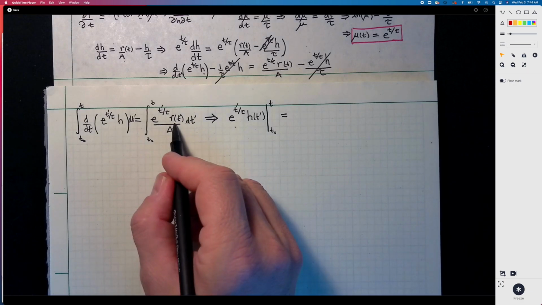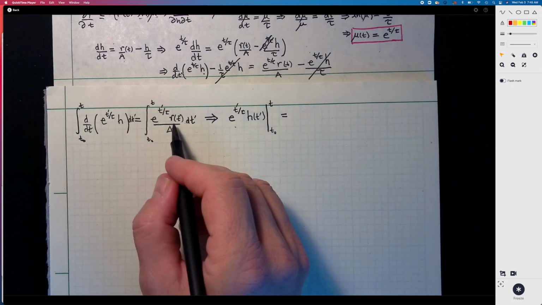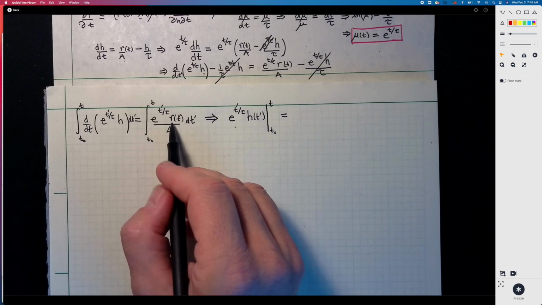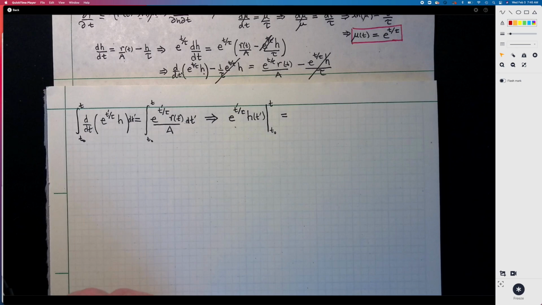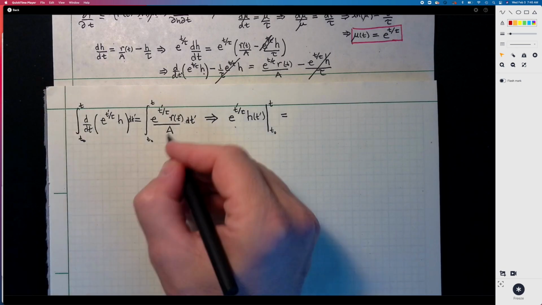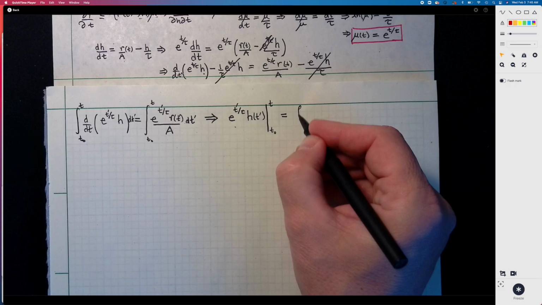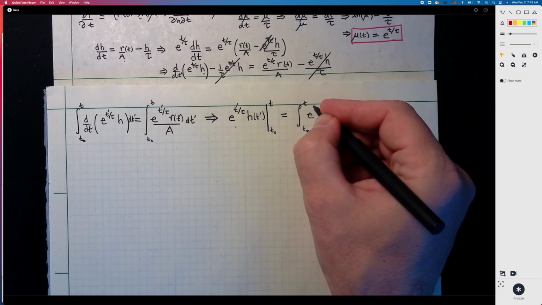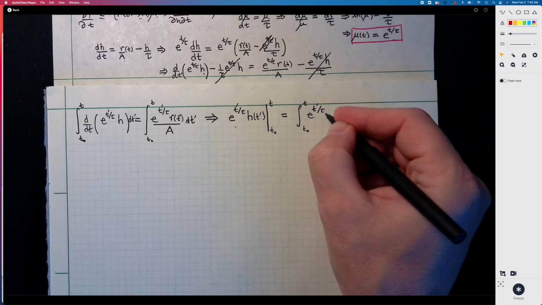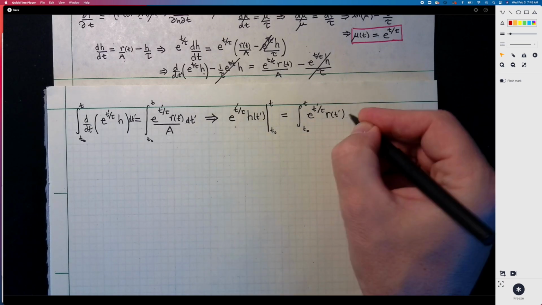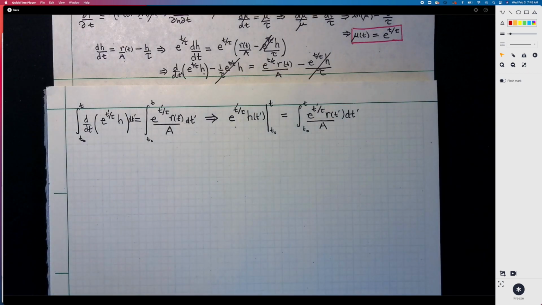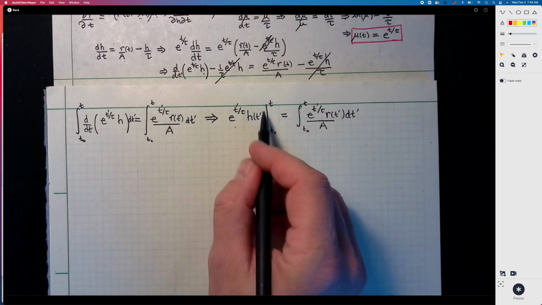Well, this one, until I specify r, I can't do the integral, but in general, if I was given a specific function for the flow into the tank, then this integral could be evaluated because it depends only on time. So I'll just leave it as an integral, t naught to t, e to the t primed over tau r of t primed, dt primed. And now I'm just going to evaluate this at the two limits.